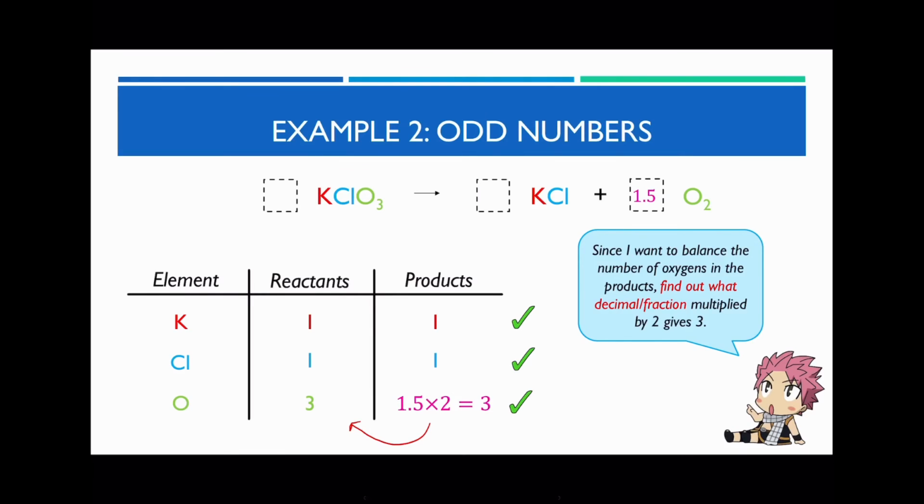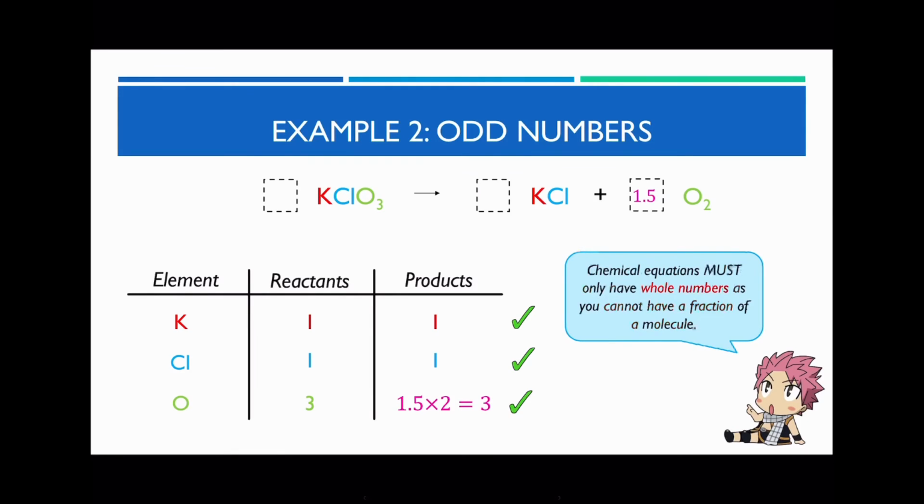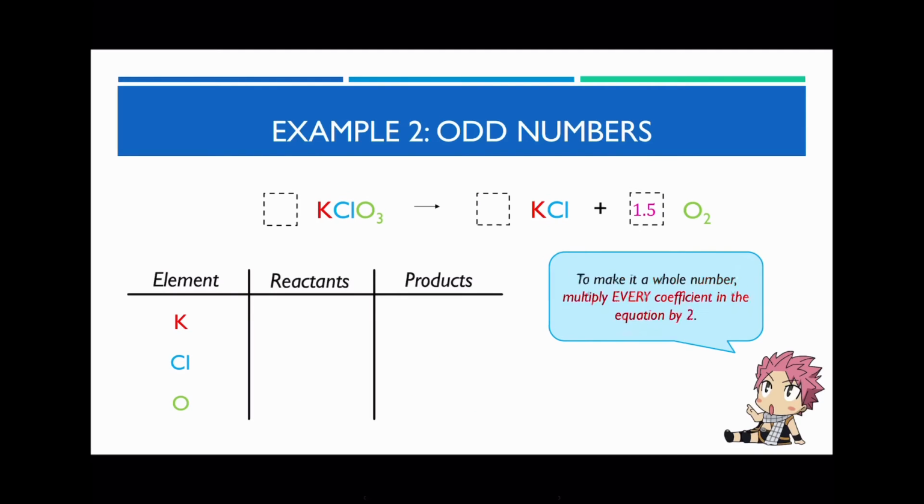Now, you might agree with me that this is incorrect because we can't actually add in a fraction, because we know that a chemical equation must have whole numbers. So how do we actually avoid this problem? What we can do is multiply all the coefficients in the equation by 2, and this will get rid of that decimal. So if I multiply this by 2, this by 2, this by 2, this will eliminate that.